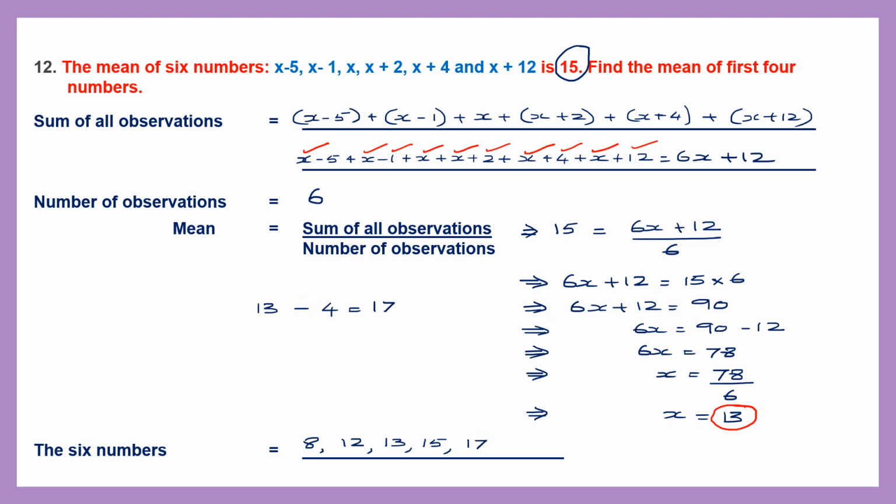Now let's go on to the last one. The last one is x plus 12. And x is 13. 13 plus 12 is 25. So that is our last number, 25. So now we have all 6 numbers. These are our 6 numbers here: 8, 12, 13, 15, 17 and 25. Now what is the question asking us to do? We are asked to find the mean of the first 4 numbers only, these 4 numbers.